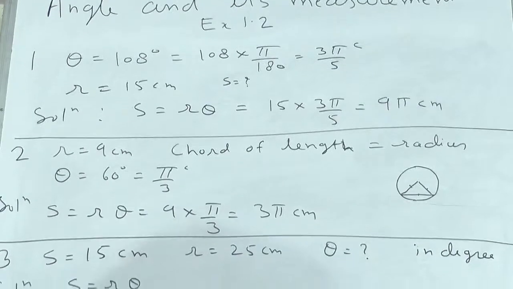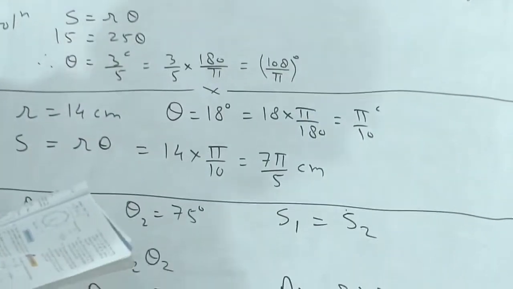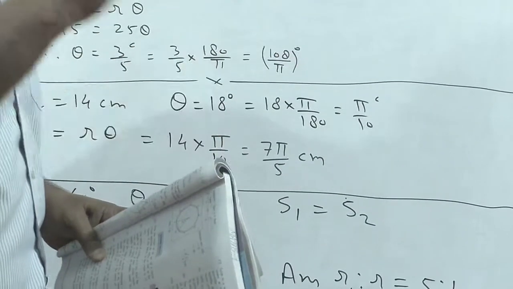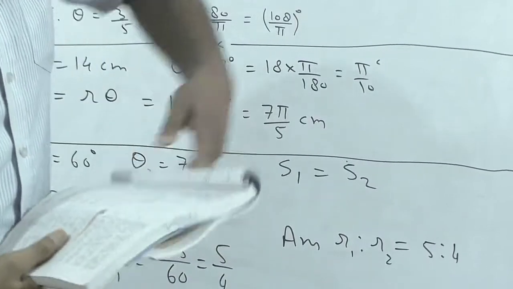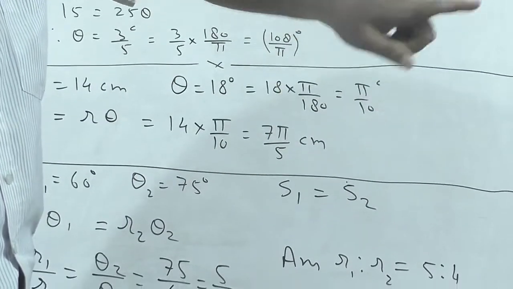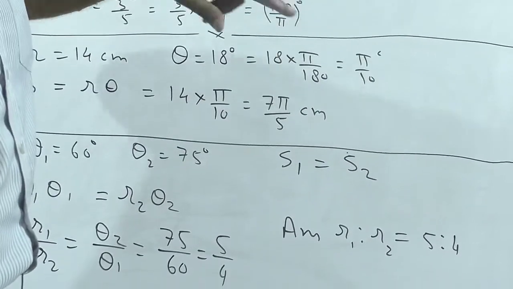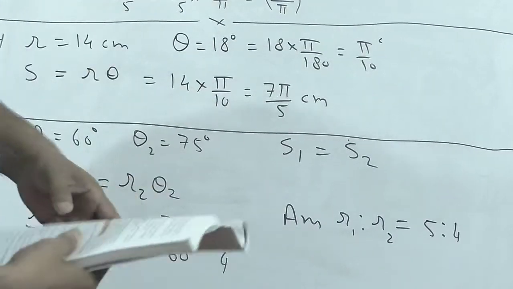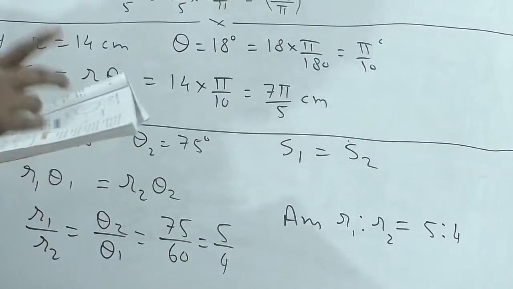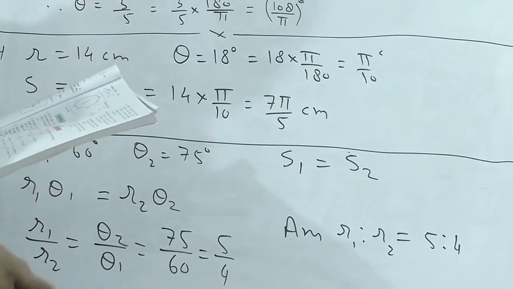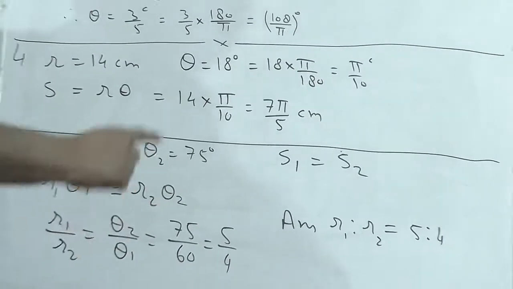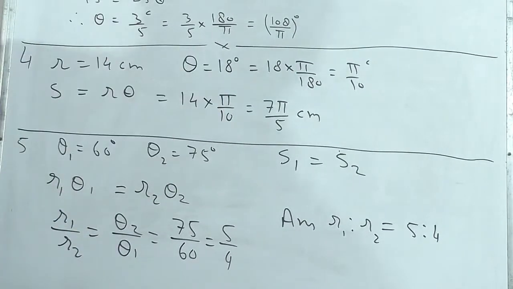Fourth sum. Length of pendulum is radius of circle. Pendulum moves like this. This is an arc, making angle theta. Theta is given as 18 degree. So length of pendulum is radius of circle. R is 14 centimeter, theta is 18 degree.